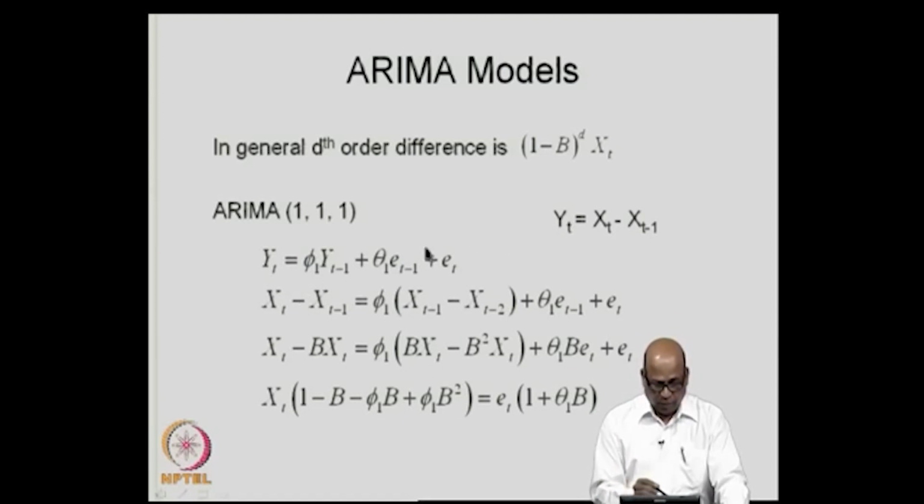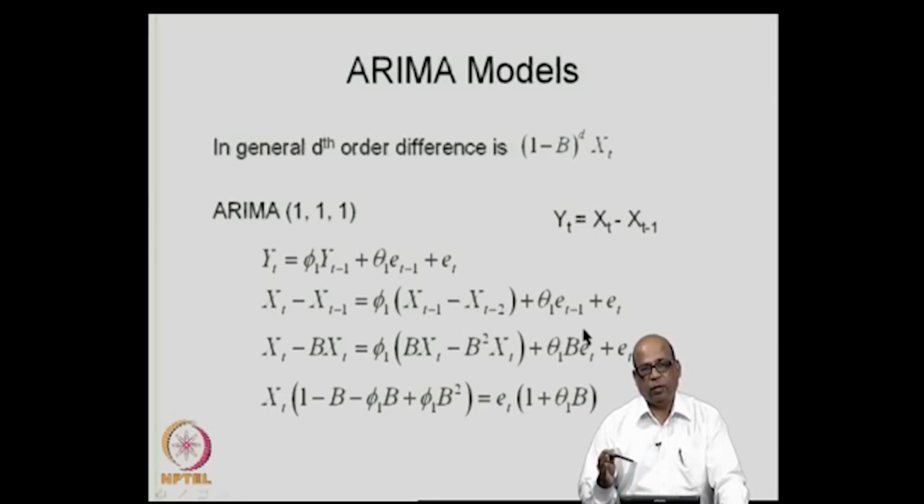So, now we will use the B operator to express this model. What is y t? Now, I am just expanding. Y t is x t minus x t minus 1 is equal to phi 1 into x t minus 1 minus x t minus 2, because y t minus 1 is here, plus theta 1 E t minus 1 as it is, plus the noise term epsilon E t. I will write x t minus x t minus 1 as x t minus b x t, is equal to phi 1, x t minus 1 is b x t, minus x t minus 2 is b square x t, as we have done earlier, plus theta 1 b E t.